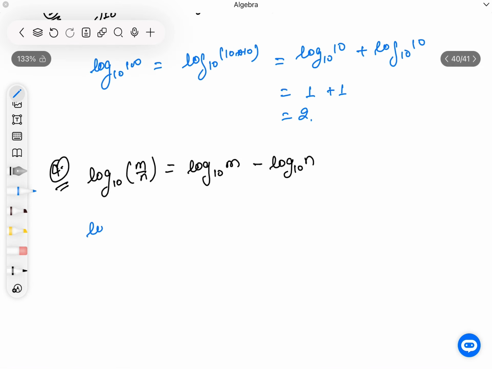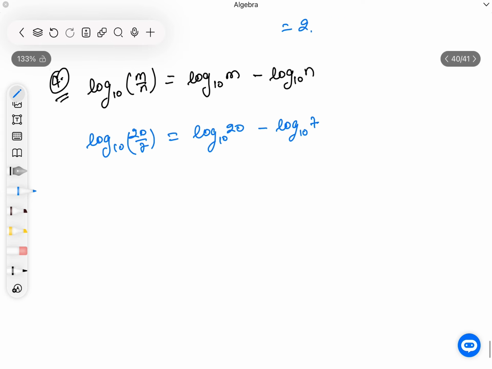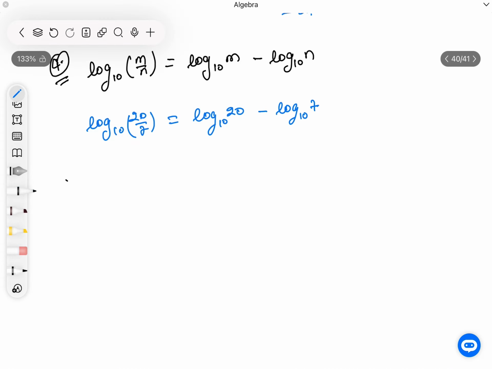So let's say you have log with a base of 10 of 28 by 7. Okay, this is dividing evenly, so that won't be good. Let's say 20 by 7. So you could write it like this: log of 20 minus log of 7. Now we are not able to solve it here, but still you understand the concept, that if I have 20 by 7, then I could separate it like this. Cool. Let's see another property.